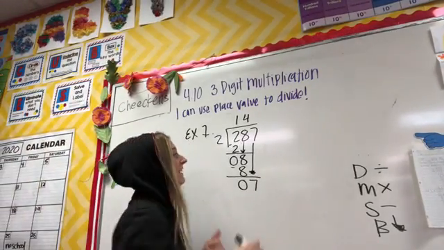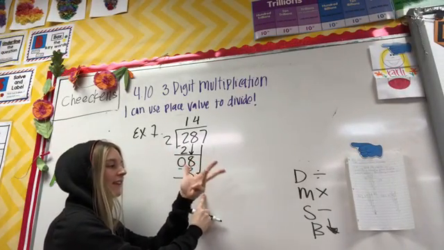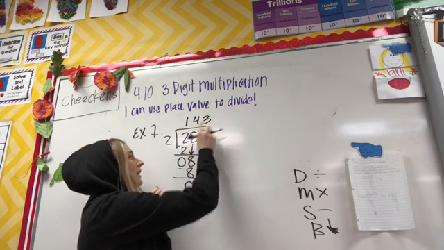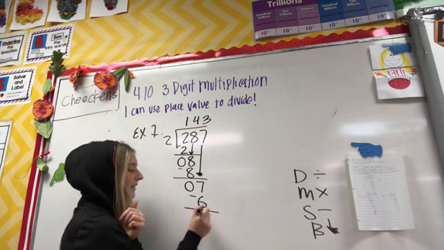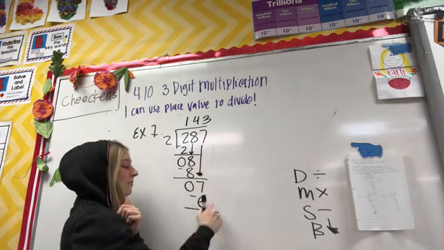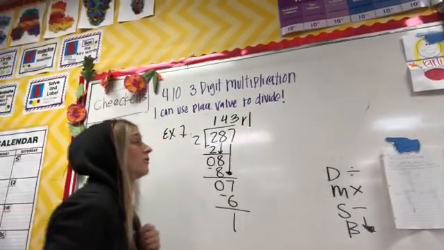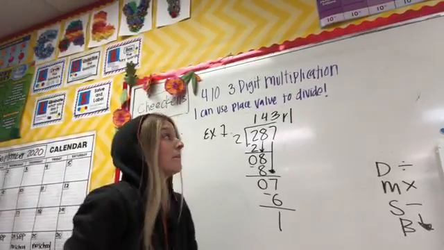Can you believe it? So now we do 2 goes into 7. 2, 4, 6, 8. Oh, too far. So 3 times. 2 times 3 is 6. We subtract. 7 minus 6 is 1. And there's nothing to bring down, so that 1 becomes our remainder. So 287 divided by 2 is 143. Remainder 1.